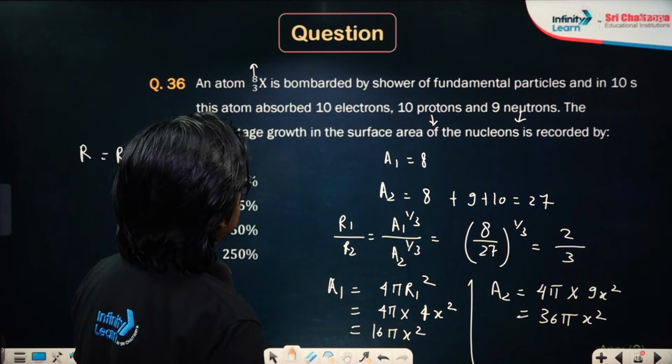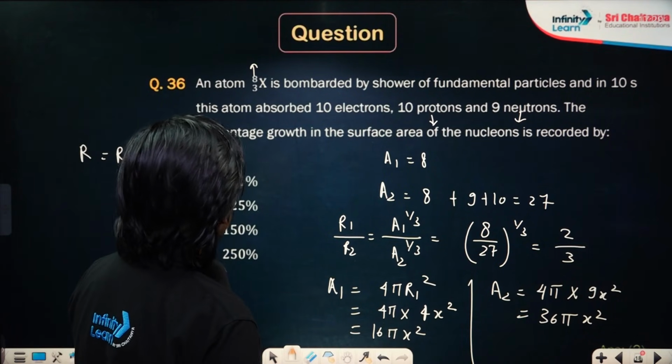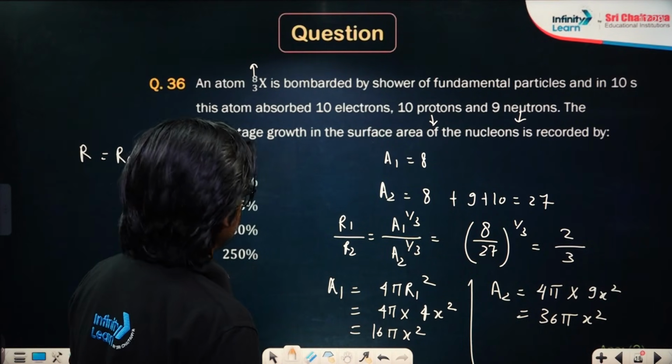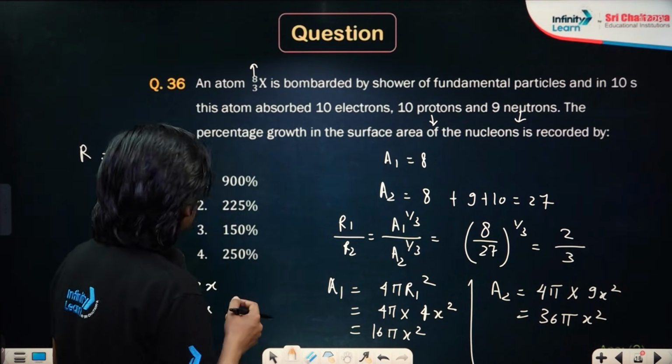Let me see this again. Percentage growth in the surface area. So I think 125% must be the answer, but the answer is not given here.